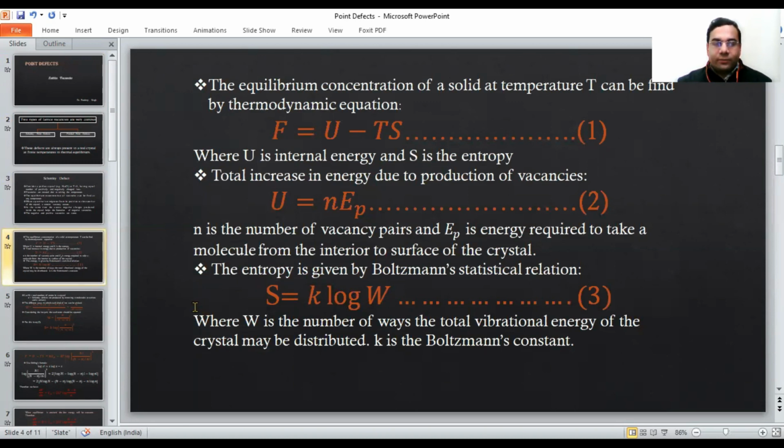The entropy is given by the Boltzmann statistical relation, that is S equal to k log W. This is a very famous equation, and it is the link between statistical mechanics and thermodynamics. Here W is the number of ways the total vibrational energy of the crystal may be distributed, and k is Boltzmann's constant.